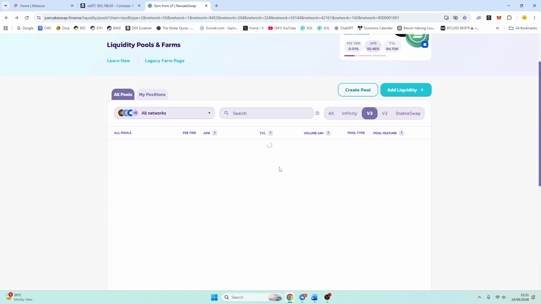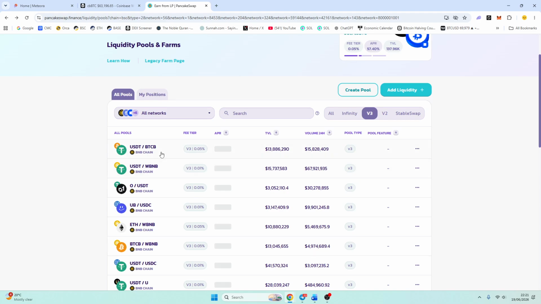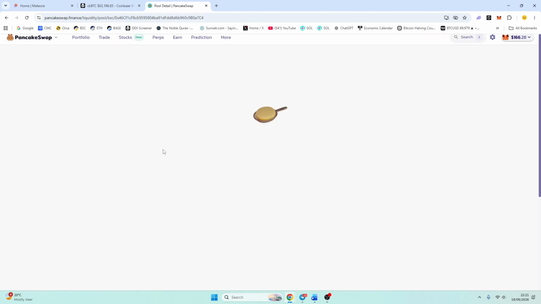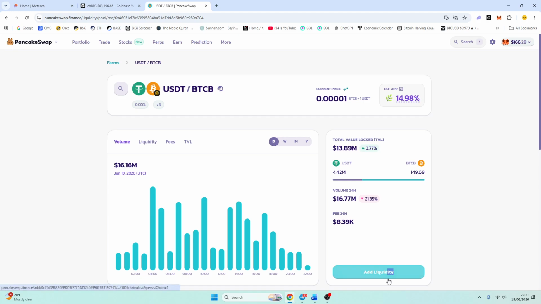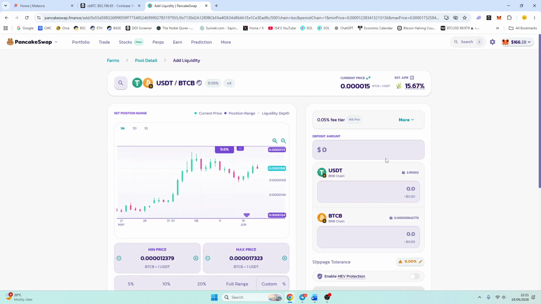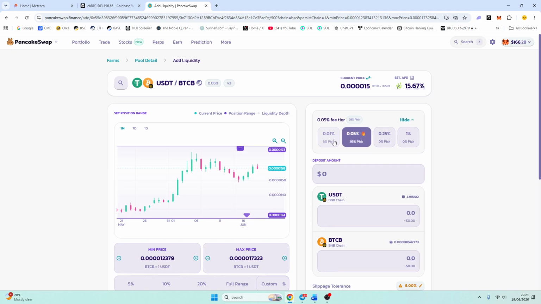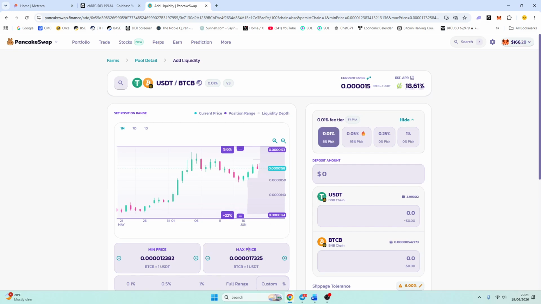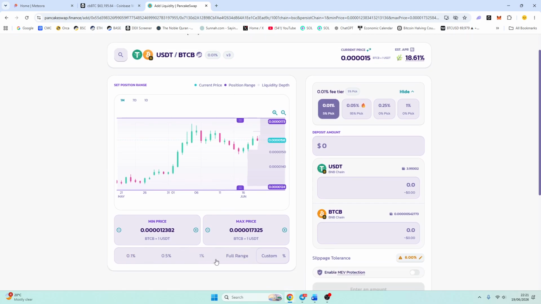So how a V3 position works is, let's say you choose USDT and Bitcoin, you'll be earning 14%, so much higher. But the fees don't go into the pool. The fees go into a separate place where you can actually withdraw them and still leave your principal in. So you can come here and say, I want to charge 0.01 fee, and you basically concentrate your range. So you put in a position where you want your liquidity to spread out.